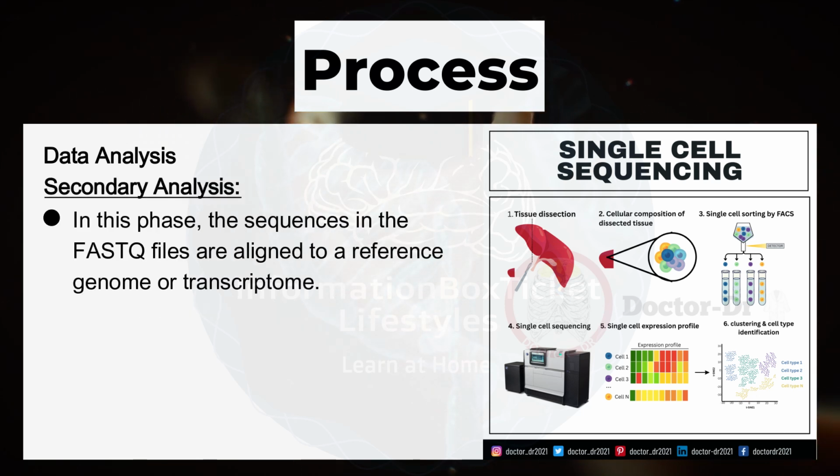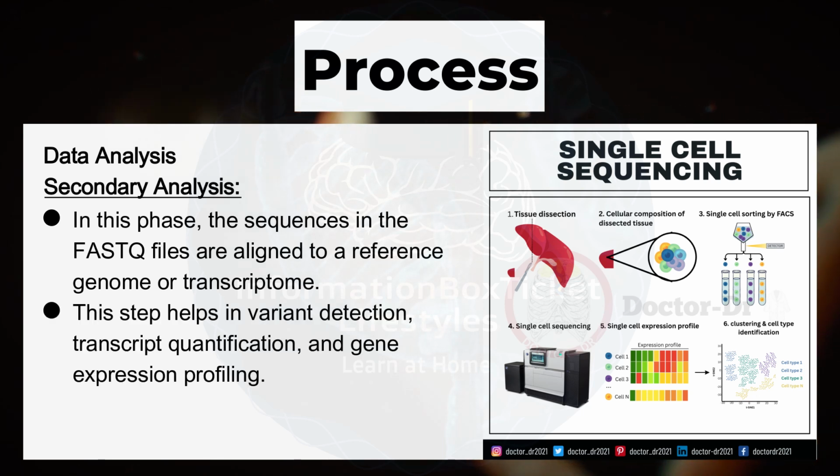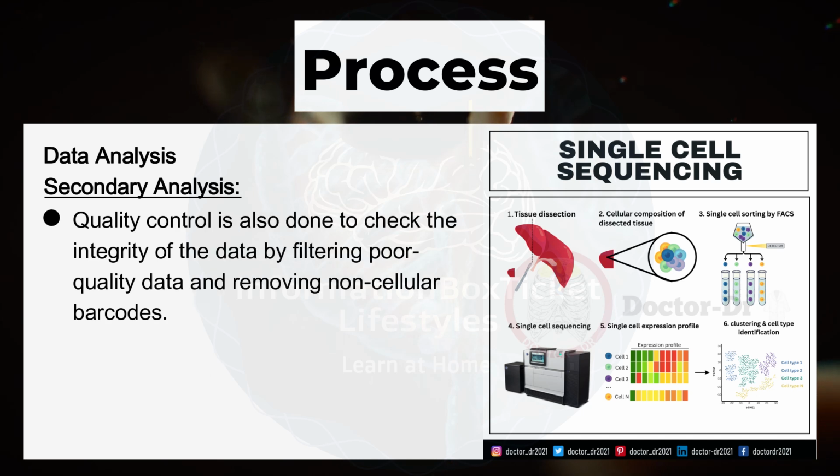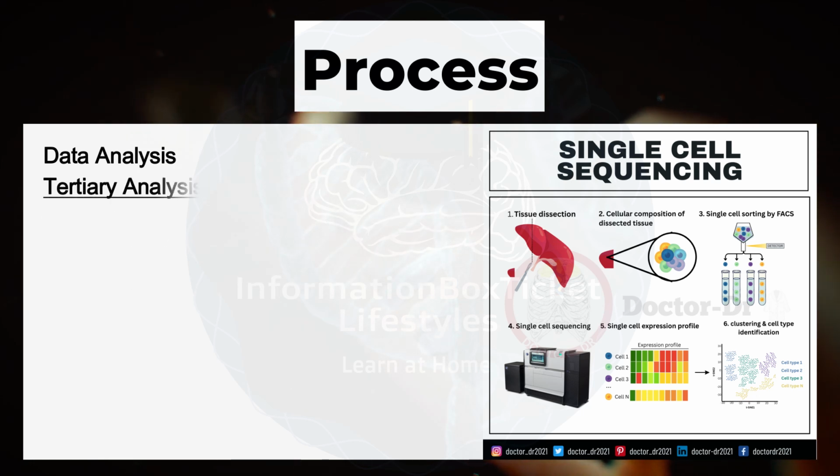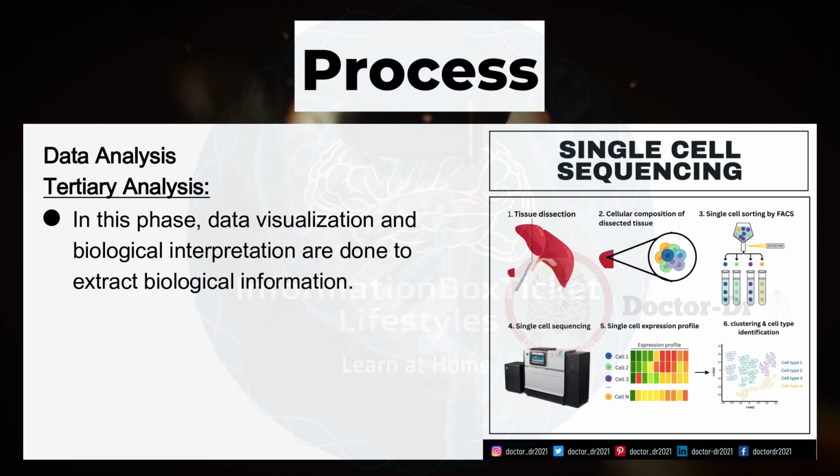Secondary analysis. In this phase, the sequences in the FASTQ files are aligned to a reference genome or transcriptome. This step helps in variant detection, transcript quantification, and gene expression profiling. Quality control is also done to check the integrity of the data by filtering poor quality data and removing non-cellular barcodes.